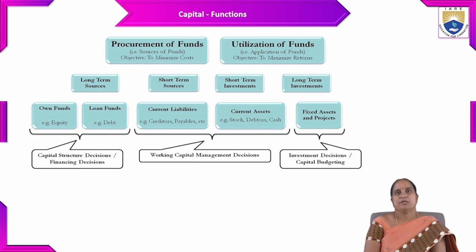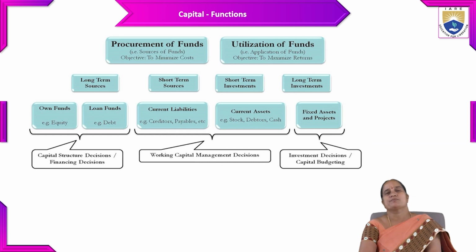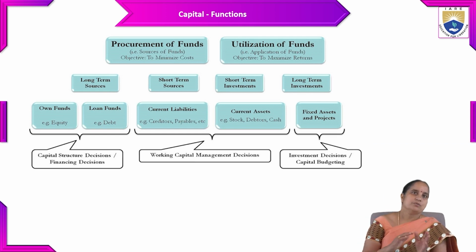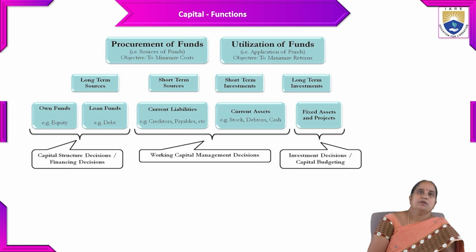Then, coming to procurement, here we are going to discuss two types of sources. One is long-term source, and the other is short-term source. Long-term means own funds, which is known as equity, and loan funds. If you get funds in the form of loans from banks and other financial institutions, then that is in the form of debt. For long-term sources, we want to decide the proportionate ratio of debt and equity. Based on that, organizations make capital structure decisions and finance decisions.